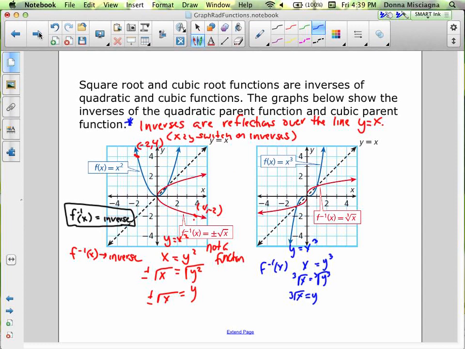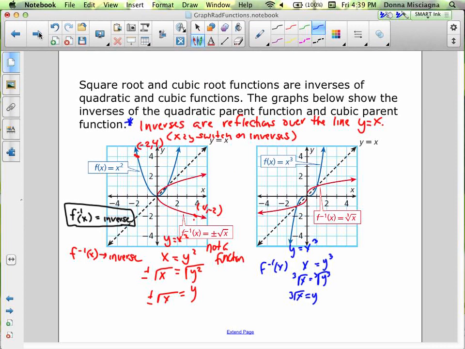So inverses are reflections over the line y equals x. And interestingly, x and y switch on the inverses. So if you remember back from geometry, when we were graphing reflections over the line y equals x, we switched the x and y. Okay? And that's because that's exactly what happens when we reflect over that line.